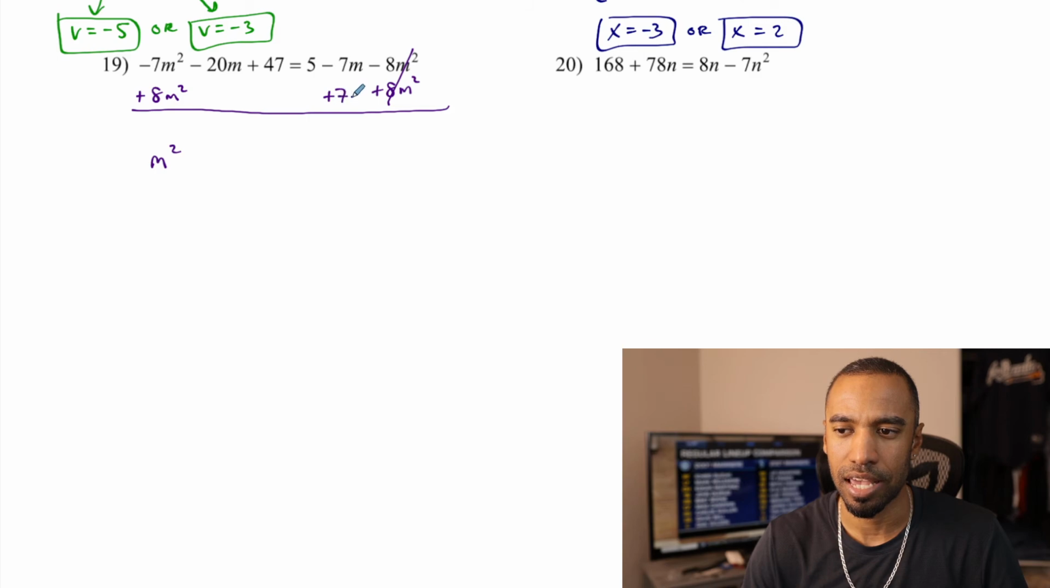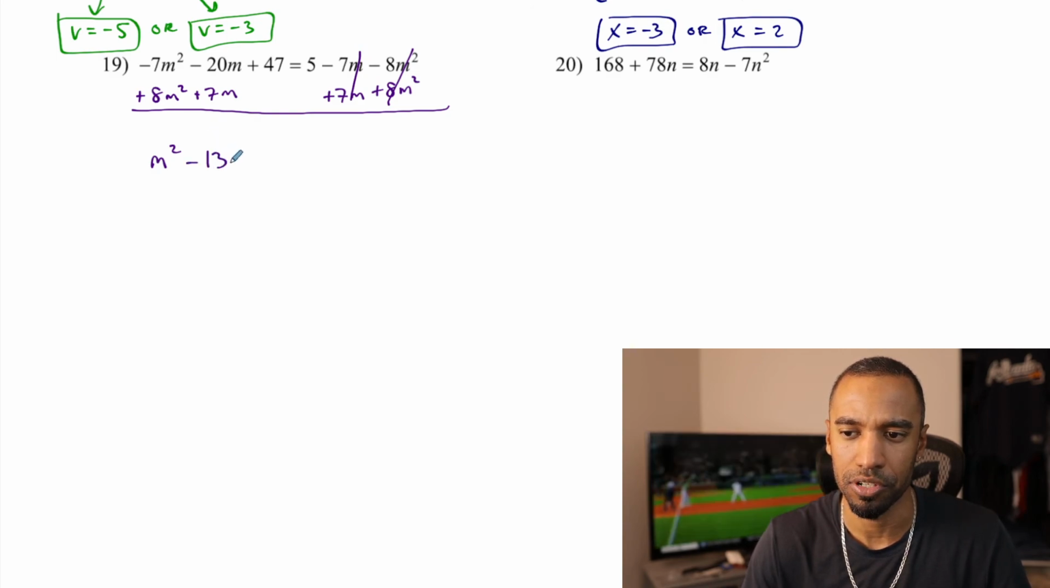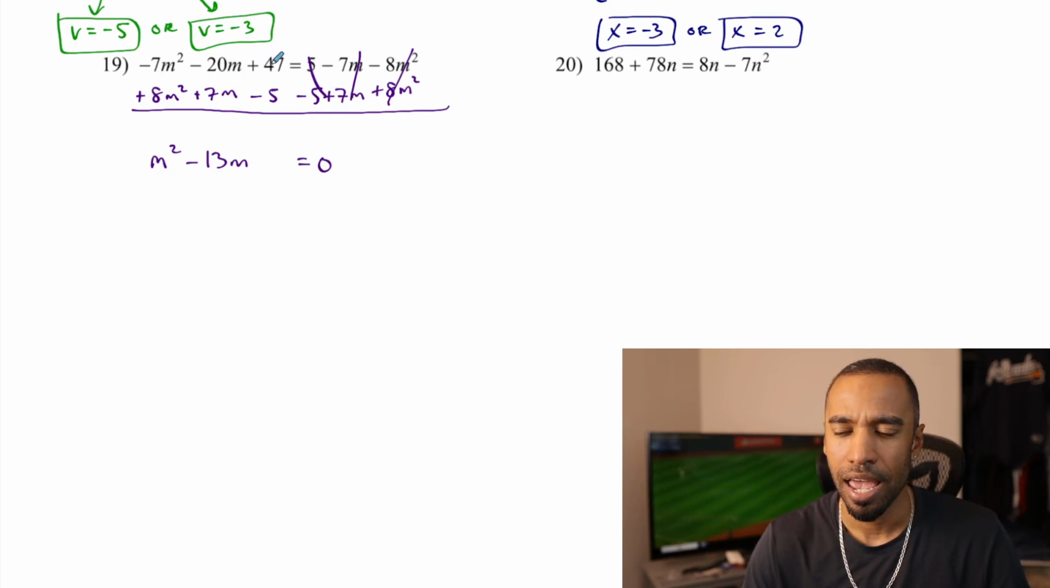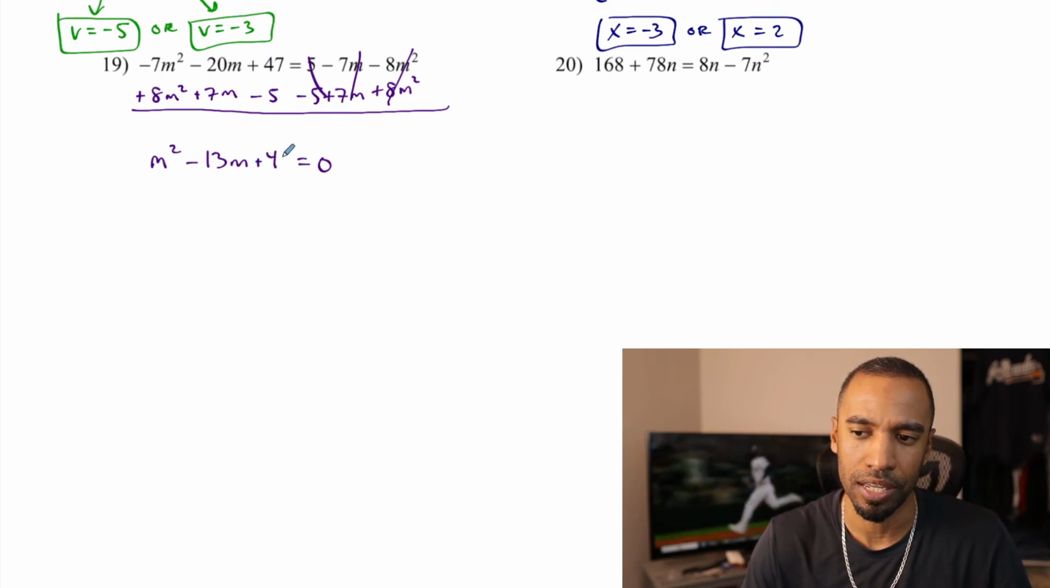Let's add the 7m to both sides here. And now we're going to have negative 20m plus 7m is negative 13m. And let's subtract the 5 over here as well. So we're going to get 0 on this side, and 47 minus 5 is 42.